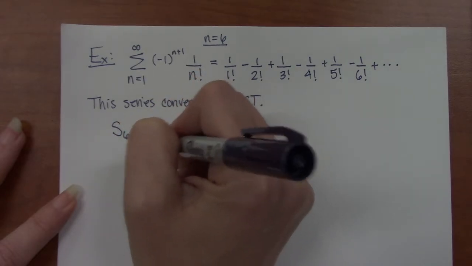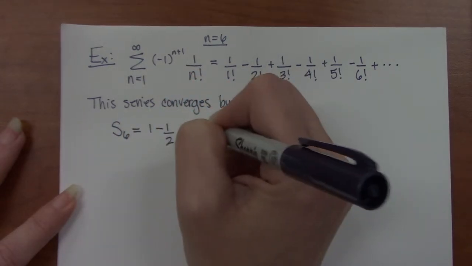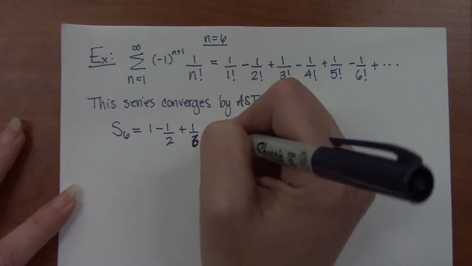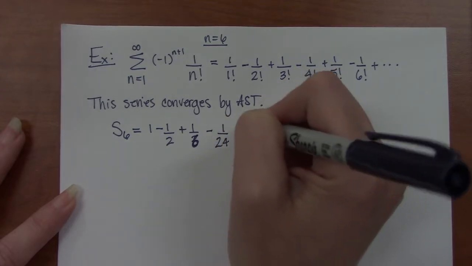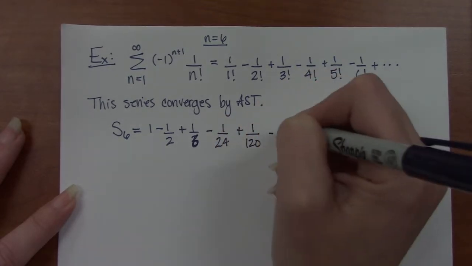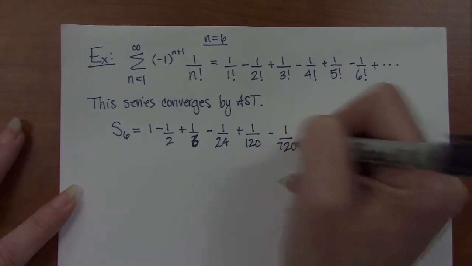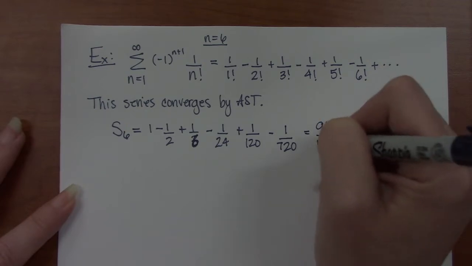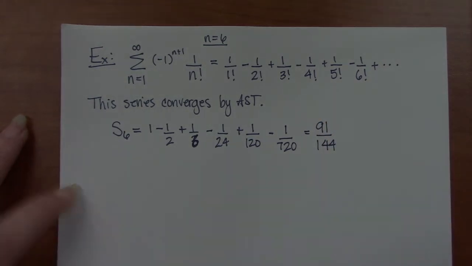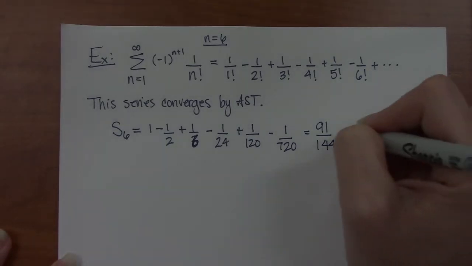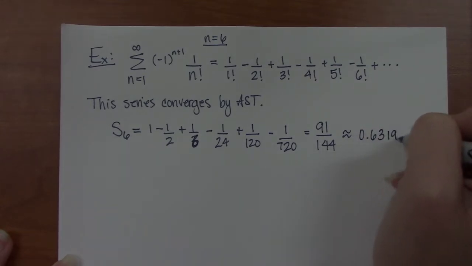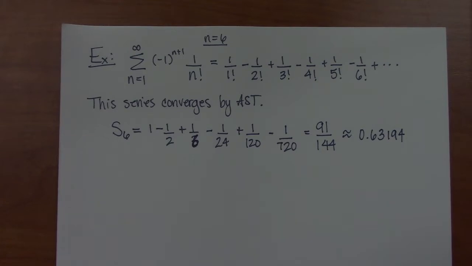So that's 1 minus a half plus a sixth. 3 factorial is 6. All right, minus 1 over 24 plus 1 over 120 minus 1 over 720. All right, so I've done this math for you so we don't have to waste time. And this sums to 91 over 144. And if we approximate that using decimals, we get 0.63194.